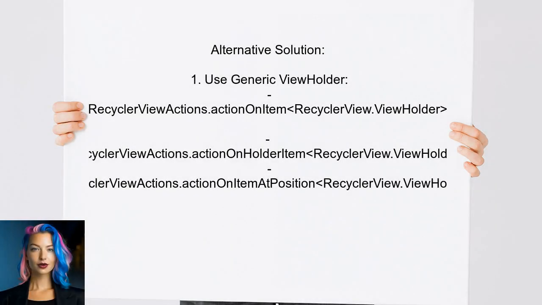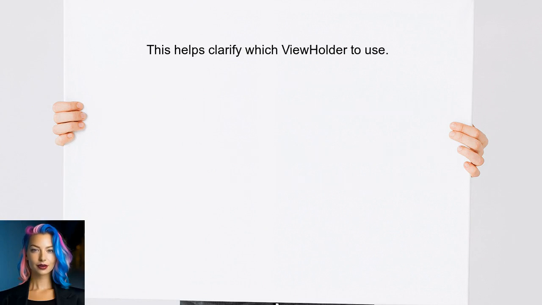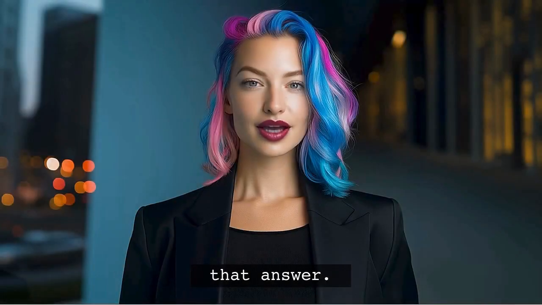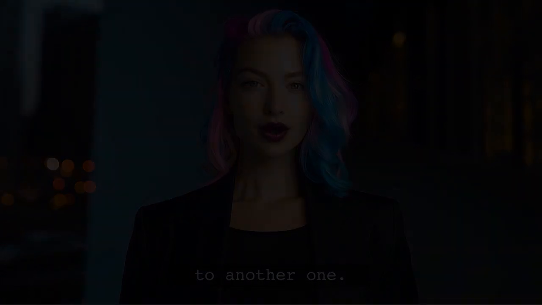An alternative solution suggests using a generic view holder to resolve the type inference issue. You can specify RecyclerView.viewHolder directly in your RecyclerViewActions methods. That wraps up that answer. Let's move on to another one.